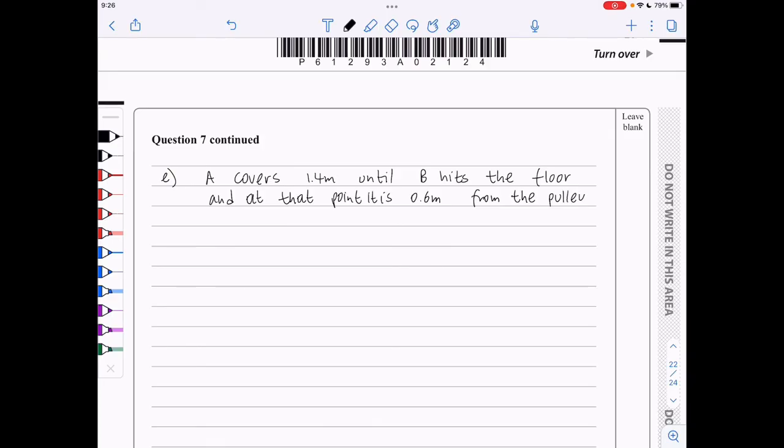I will start by finding the speed with which B hits the floor. I'll be using v equals u plus at. So v is 0 plus 0.7 times 2. v is 1.4 meters per second. This is the speed with which B hits the floor, and it's the initial speed, the starting speed for A when it starts the journey over which the string goes slack.